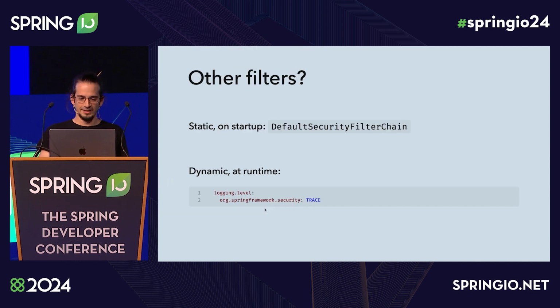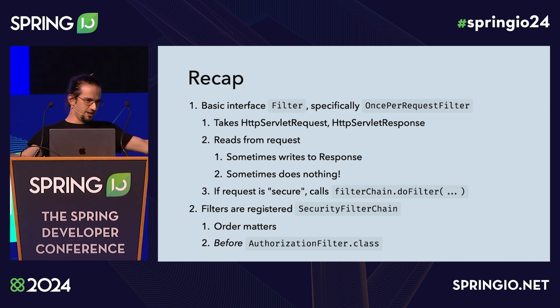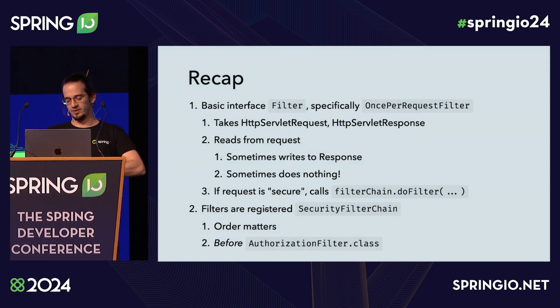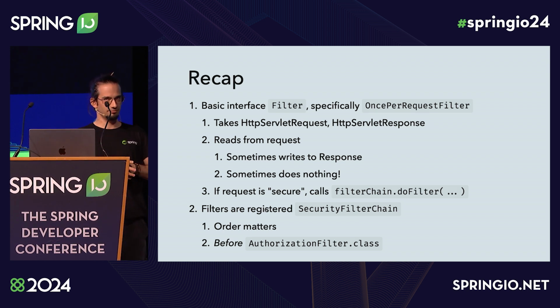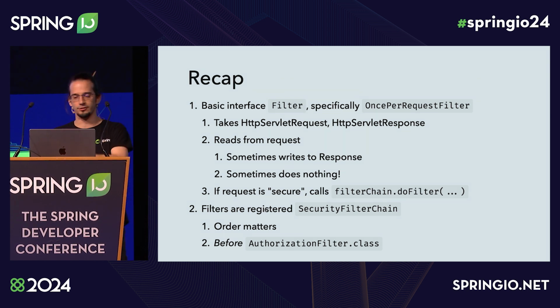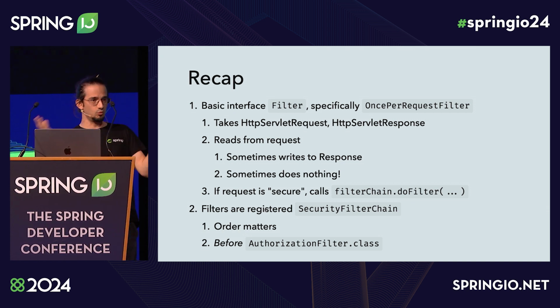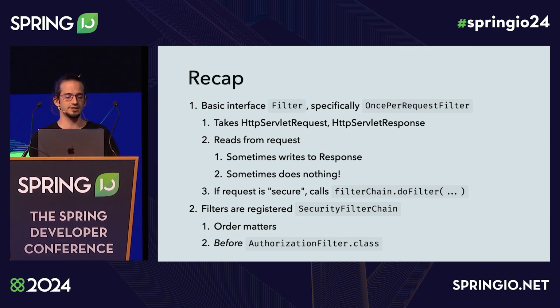Very good. So a little recap of what we did. We looked at the basic filter interface. Specifically, the one you want is OncePerRequestFilter. There are other things, but 99% of the time you want a OncePerRequestFilter. It takes the HTTP request, the HTTP response, it reads the request and makes a security decision. Oh, this looks like an attack. And then it writes to the response saying, I reject this, or it does nothing, or it writes something, a log or to the context.